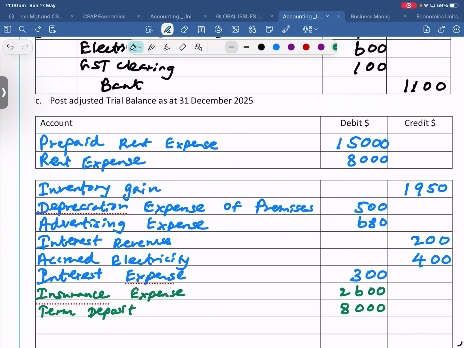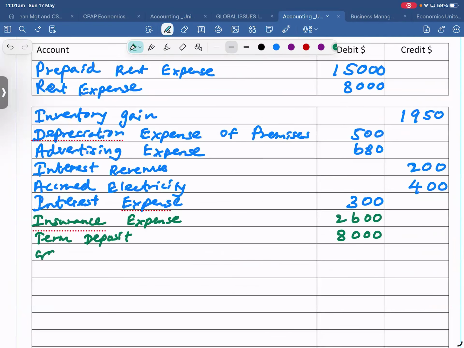Accrued interest, no, wages, yes. 13,400. And if you want, we can do accrued interest expense together, 400. Wages, 13,400. Accrued interest expense, 400. Okay.